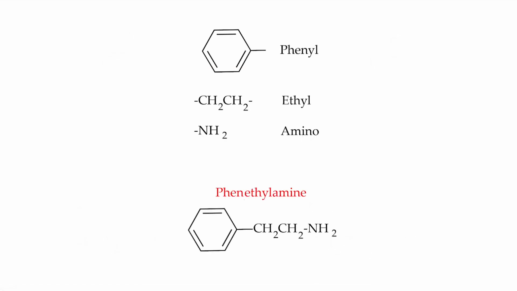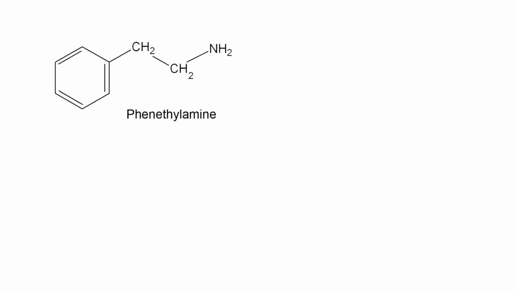Now let's combine 3 of these building blocks to create a pretty simple but exceptionally important drug. Visualize bonding a phenyl group to an ethyl group and then the ethyl group to an amino group. According to chemical nomenclature, that compound or drug is named phenethylamine. Fortunately, we are going to discover that much of this nomenclature is fairly straightforward. Now let's further examine phenethylamine.